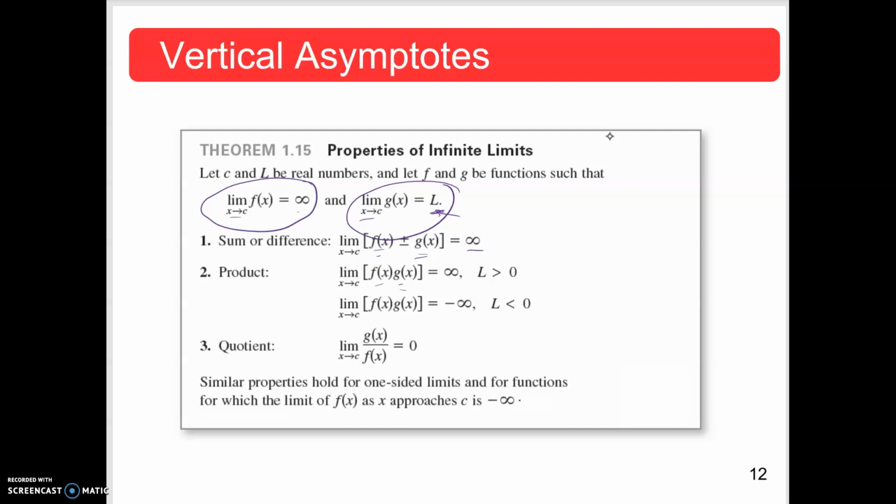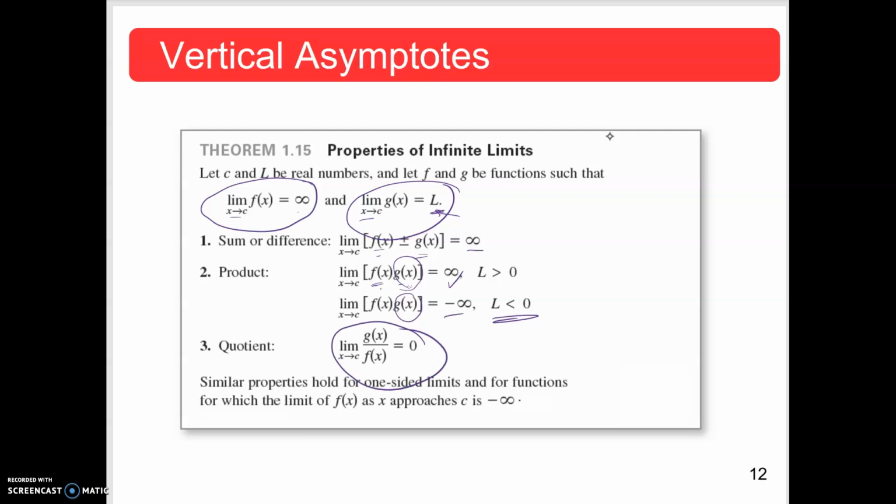So this G has a limit, right? Just some number, and this guy's unbounded. So if G's positive and F goes to infinity, so does the product. If G's negative, right, the limit as x approaches C is L. If L's negative, I should be saying, then that product goes down to negative infinity.